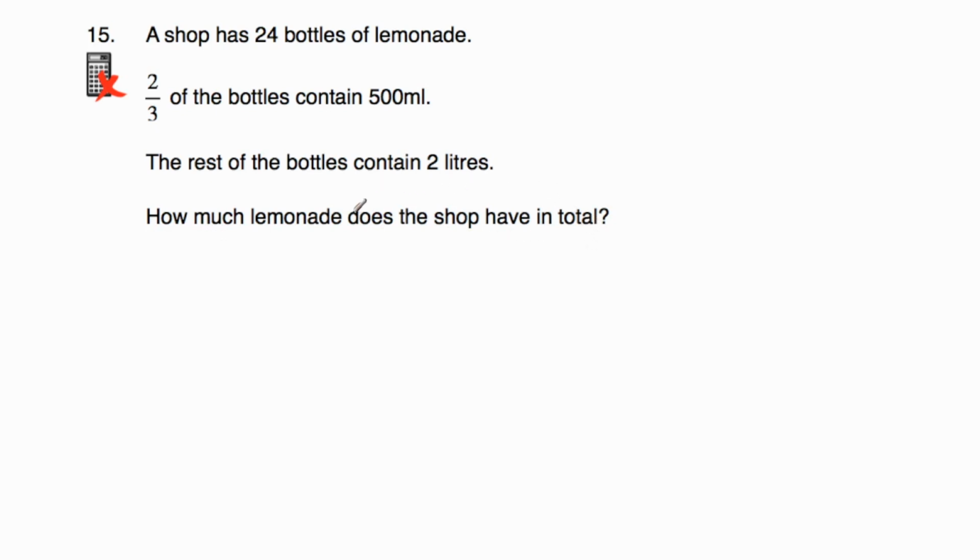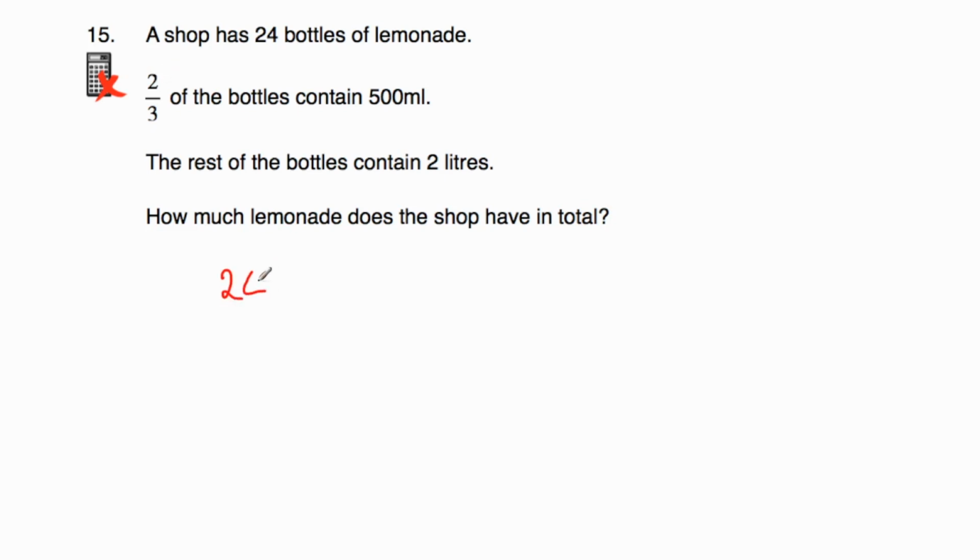So we need to work out how much lemonade the shop's got in total. So what I'm going to do first of all is work out how many 500 millilitre bottles there are and how many 2 litre bottles there are, and then work out how much lemonade are in those in total. So let's start off with the 500 millilitre bottles, because we're told 2/3 of the bottles contain 500 millilitres. And there's 24 bottles, so we need to work out 2/3 of 24. So to work out 2/3 of 24, we're going to divide by the bottom and times by the top.